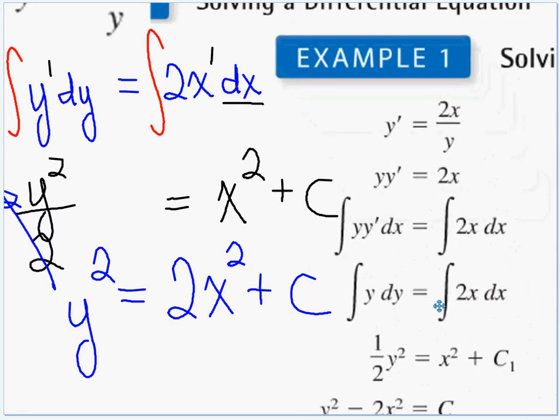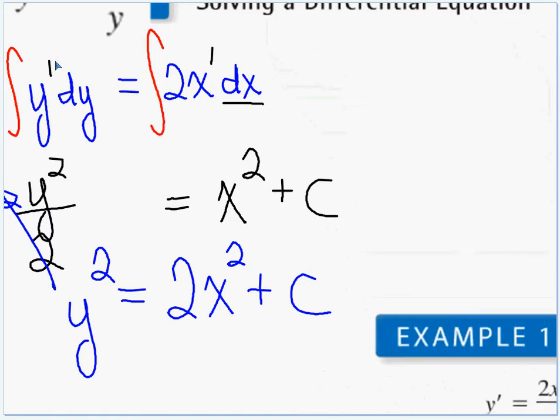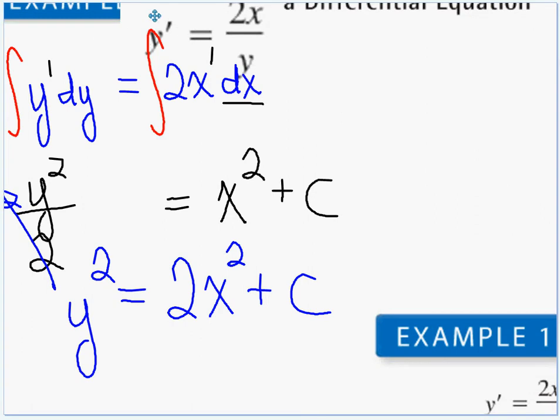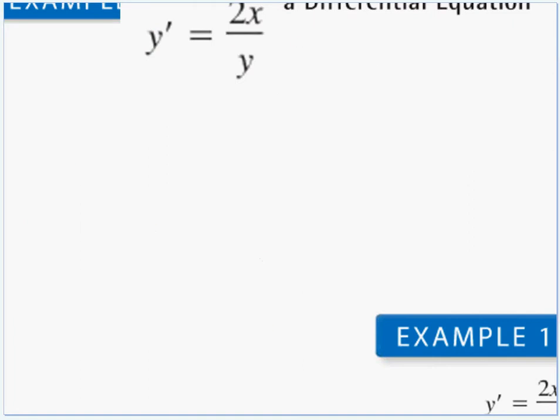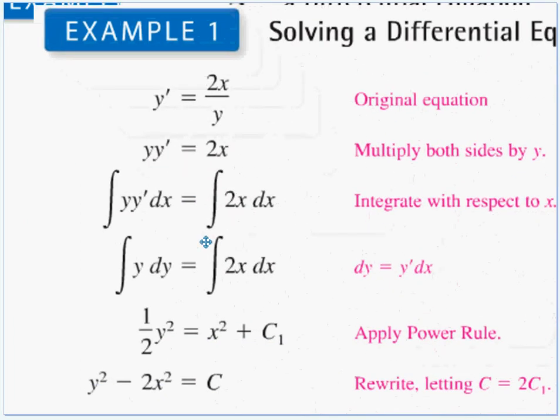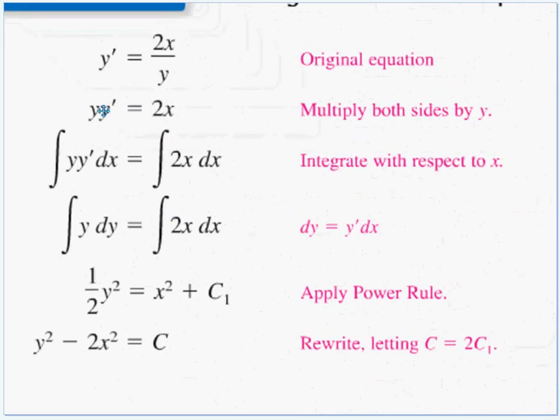So now here's how the book did it. Immediately in our first step, we changed that y prime into dy dx, the Leibniz notation. Here's how the book does this example. There they multiply both sides by y, and then here they make dy be y prime dx. So notationally what they go through here in the book is a little different, and I think it's a little more confusing. I just jump right to the Leibniz notation.